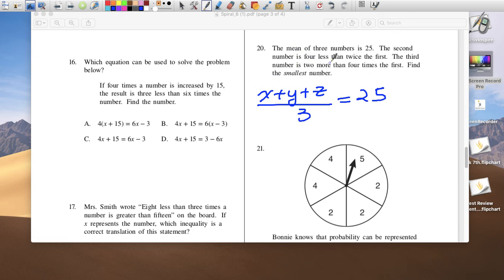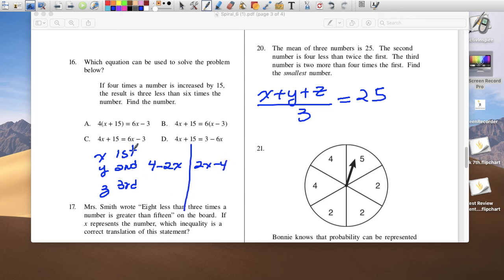And the second number is 4 less than twice the first. So this is x, this is y, and this is z. Four less than twice the first, and the first is called x. But you know that less than is a turnaround, so 4 minus 2x actually turns into 2x minus 4.